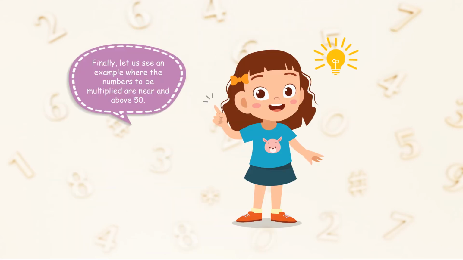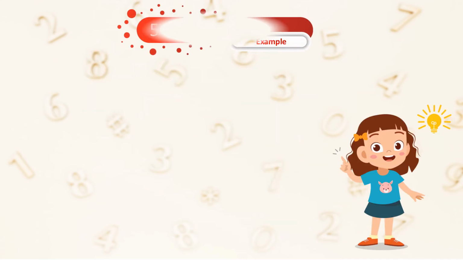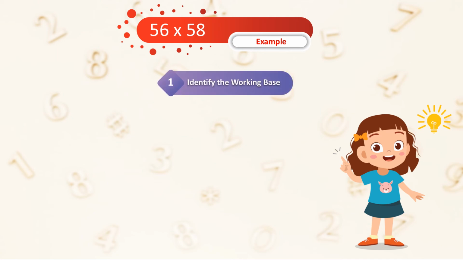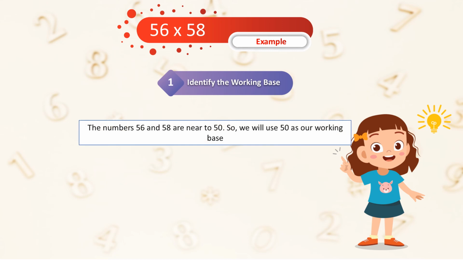Finally, we are going to see another example where the numbers that we are going to take are located above 50. As an example, let's take 56 times 58. The first step is the same as how you did in the previous two cases. The numbers 56 and 58 are near to 50. We will use 50 as our working base.